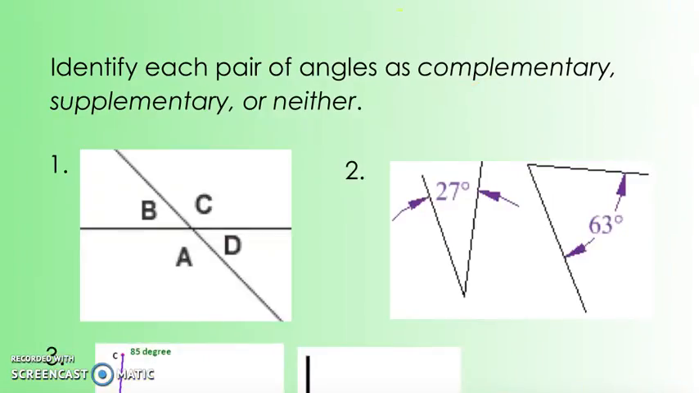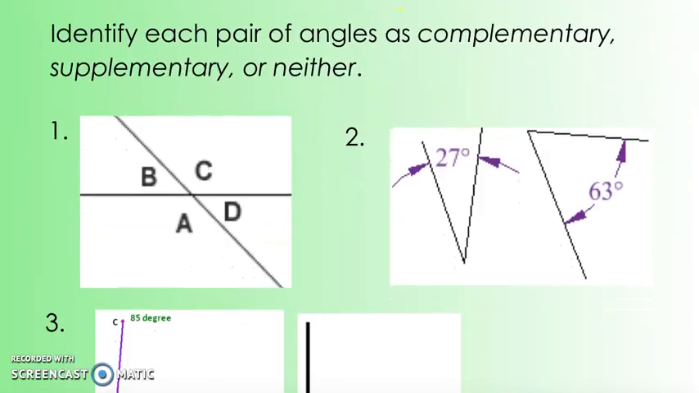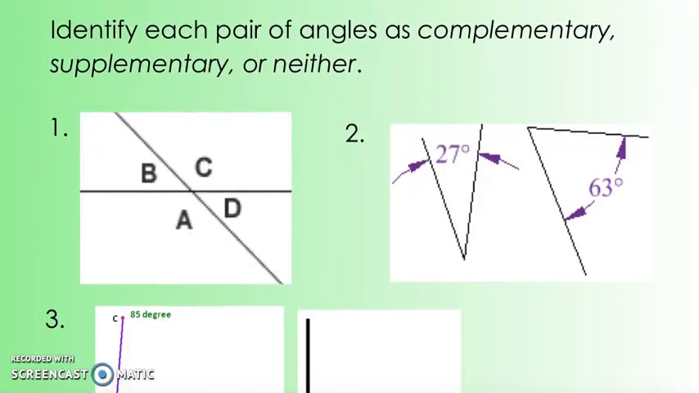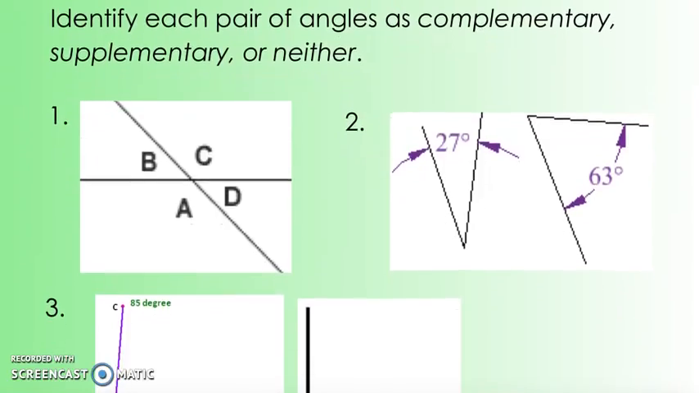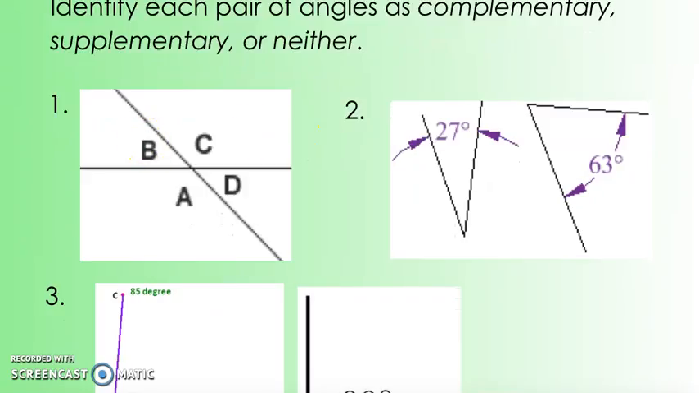So below, what I would like you to do is identify the pairs of angles. Either they're complementary, supplementary, or neither. So let's look at angle B and angle C. Are those complementary, supplementary, or neither?